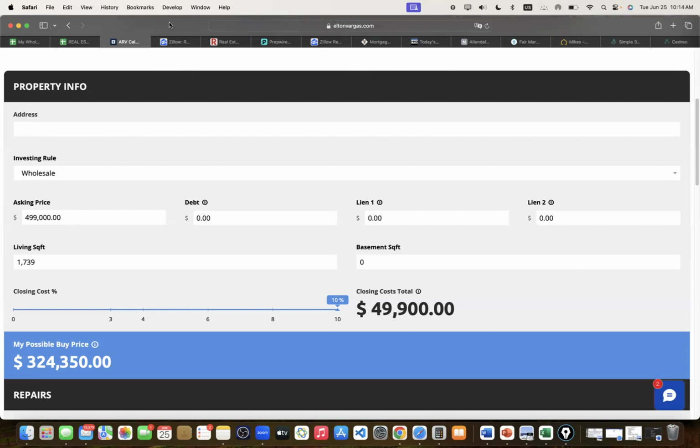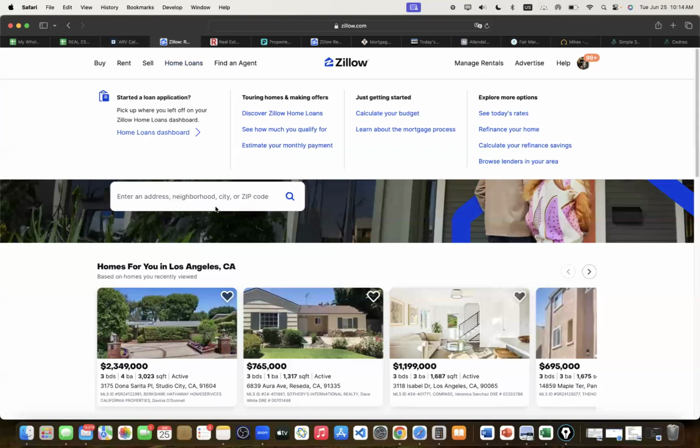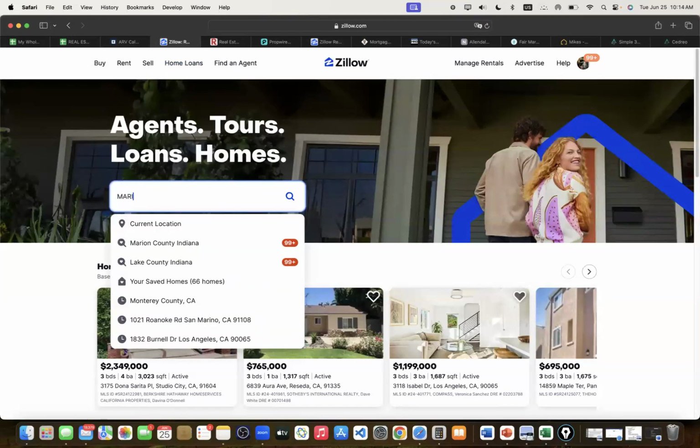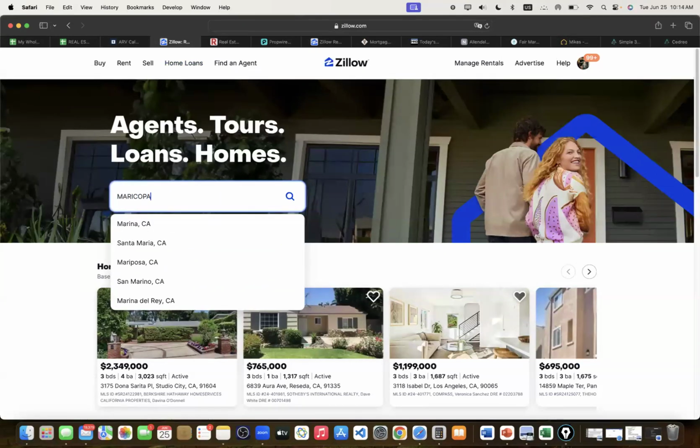There's a request: Phoenix, Arizona. Okay, what's the county for Phoenix? Is it Maricopa County? Yeah, Maricopa County. I got you. All right, let's do Arizona then. Let's check it out here. So Maricopa County, it's definitely very competitive.